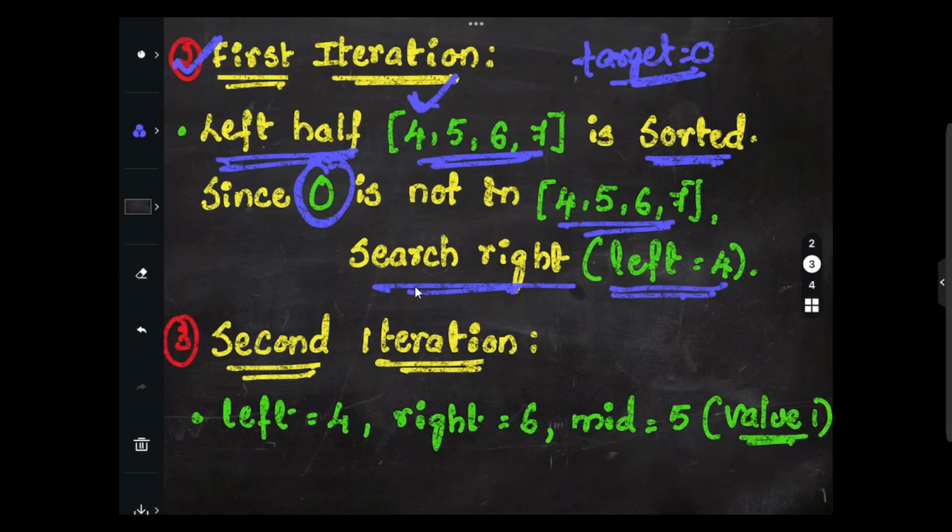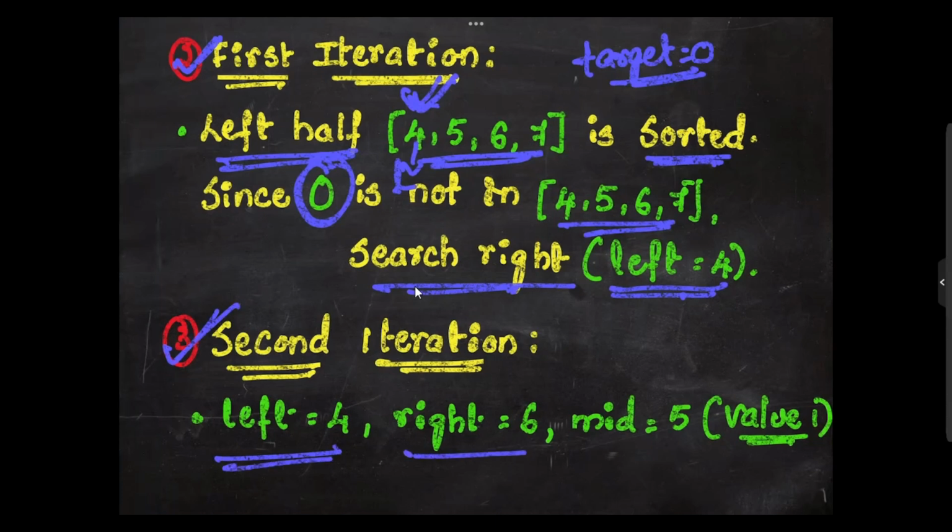So now left equals 4 in this case. Left was 4. We have to find the right half, meaning 2. The last element, the right pointer was pointing to 2, if you remember. So now left is 4, right is 6, mid equals 5, nothing but value 1.